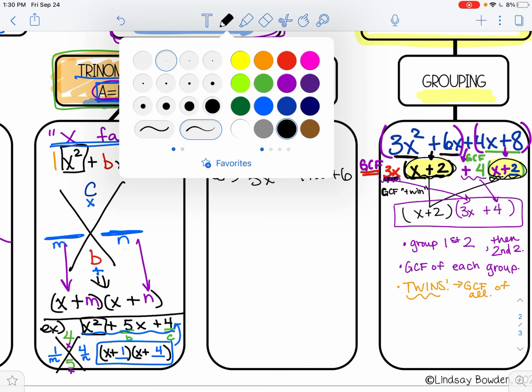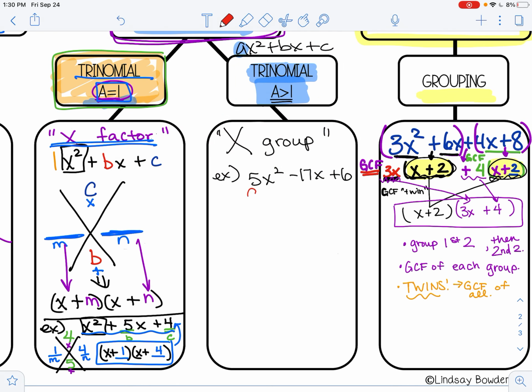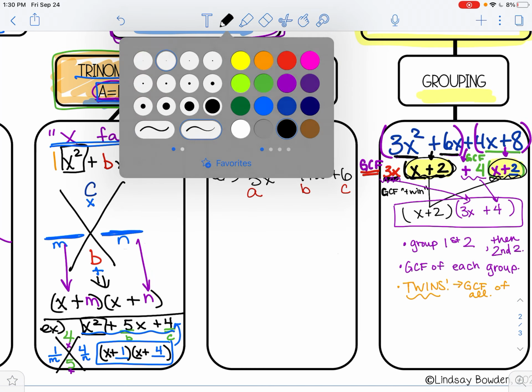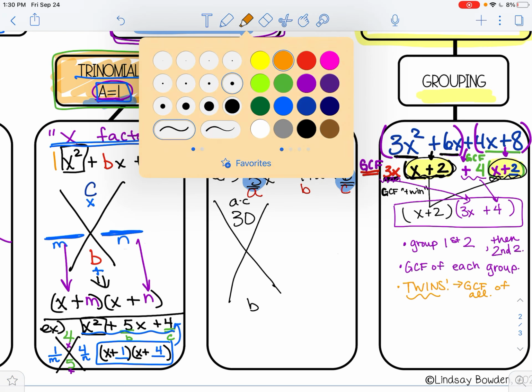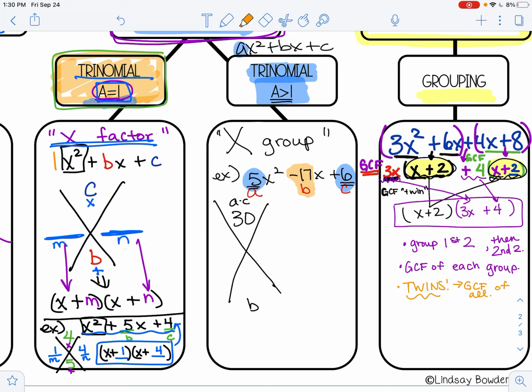Remember that this is still in standard form. We've got a, b, and c. So on our big x, instead of c on the top, we're going to put a times c on the top. And we're still going to put b on the bottom. So if a is 5 and c is 6, a times c gives me 30. And our b value is still negative 17, just like it was the way we did it before.